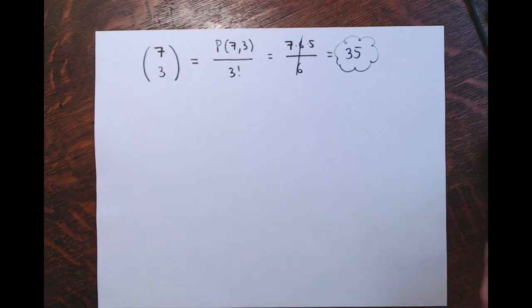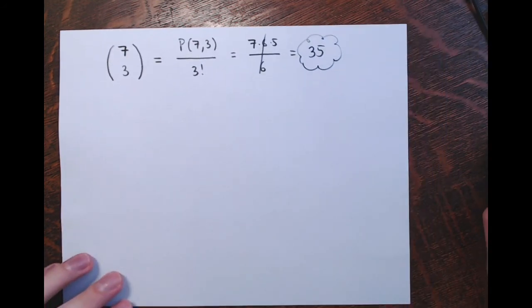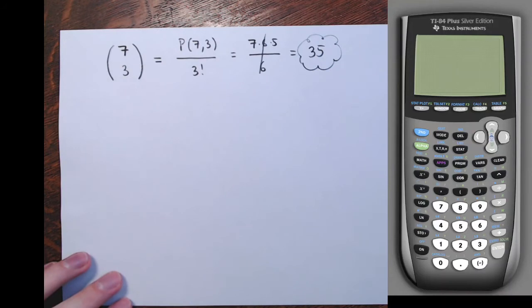Now, let me show you again on the calculator where this is at. It's right underneath permutations.